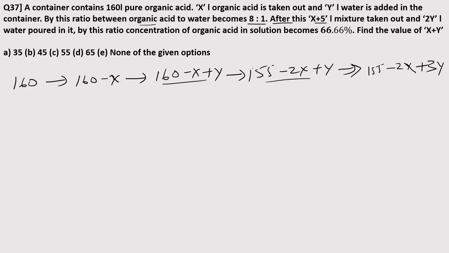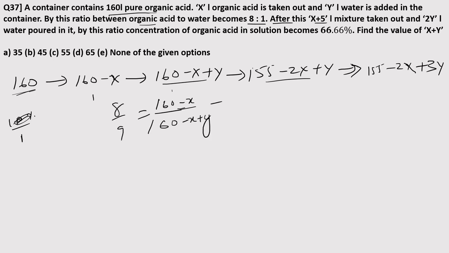Now, initially everything was pure organic acid, right? So it is 100%. Organic acid is 100%. As I am adding water in every step, so I'll work with organic acid. 100% initially means basically this is 100 by 100 is 1. So here also 1. At this step I can say the proportion has to be 1. So this is equal to 8 by 9, right? This is my first equation.